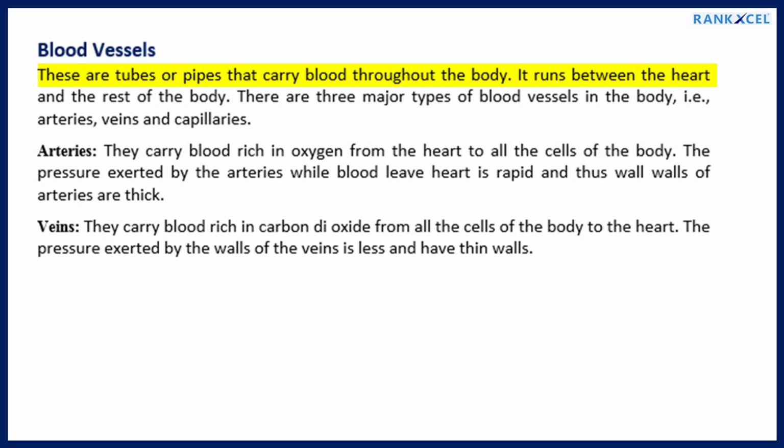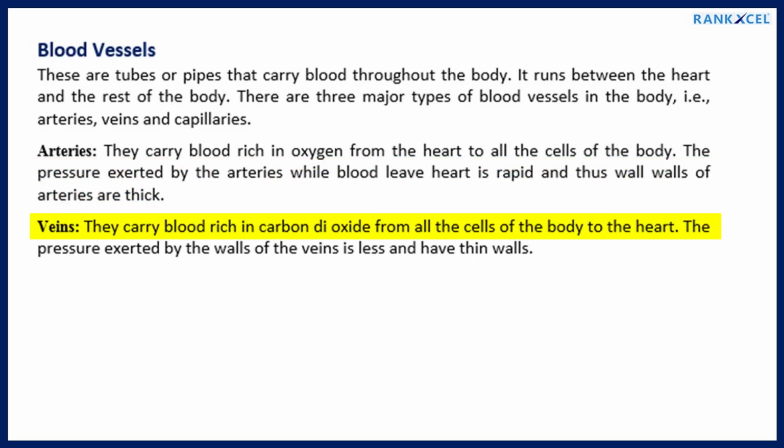Blood vessels. These are tubes or pipes that carry blood throughout the body. It runs between the heart and the rest of the body. There are three major types of blood vessels in the body: arteries, veins and capillaries. Arteries carry blood rich in oxygen from the heart to all the cells of the body. The pressure exerted by the arteries while blood leaves the heart is rapid and thus the walls of arteries are thick.